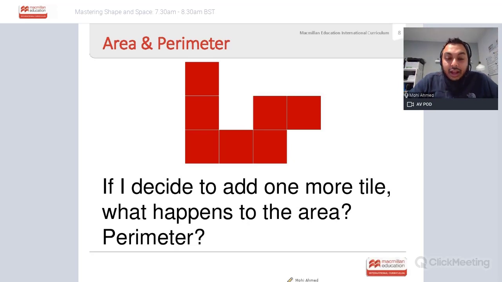Okay, great. So let's get back to this question. We've had about two to three minutes now for this question. Hopefully it made some sense to you. So if we decide to add one more tile, what happens to the area? And all of you are right. Wherever I add the tile to this shape, it will increase. It will only increase the area by 1 unit because I'm adding one more.